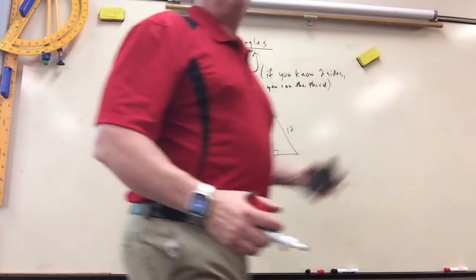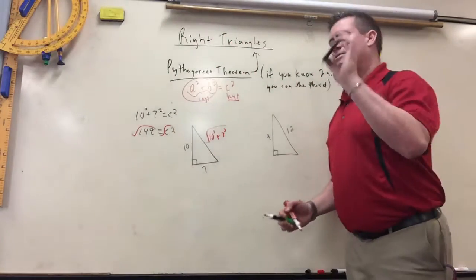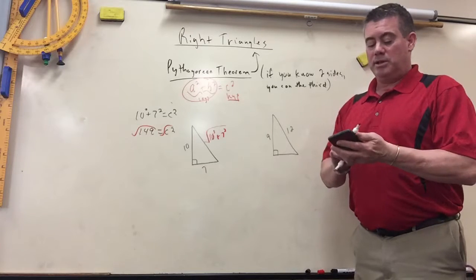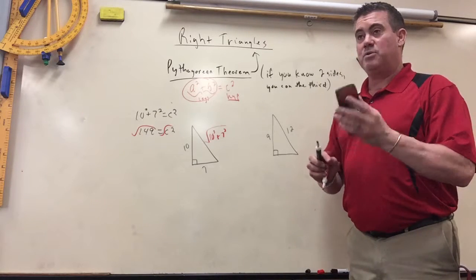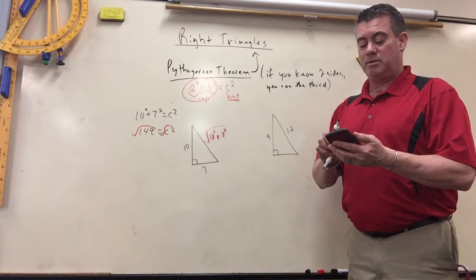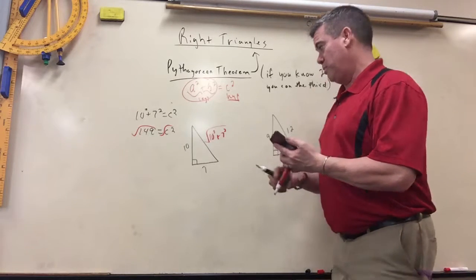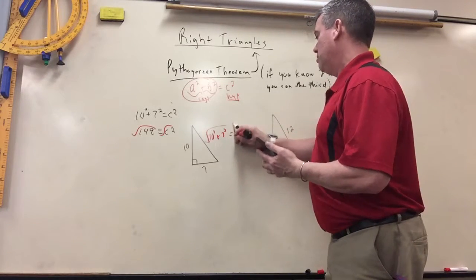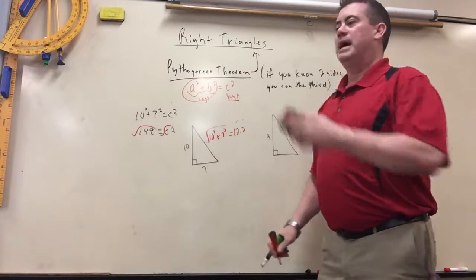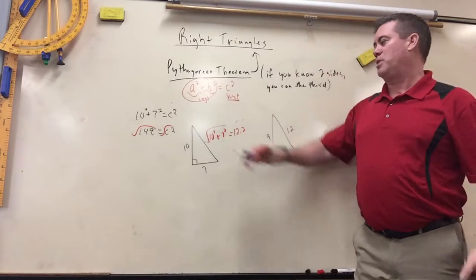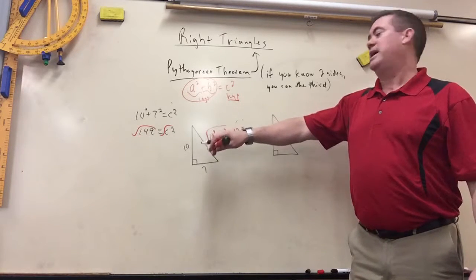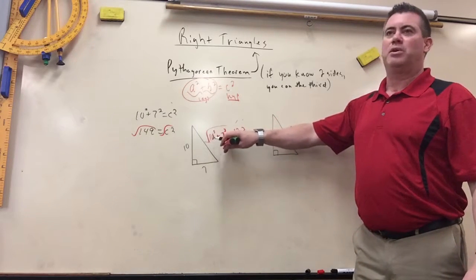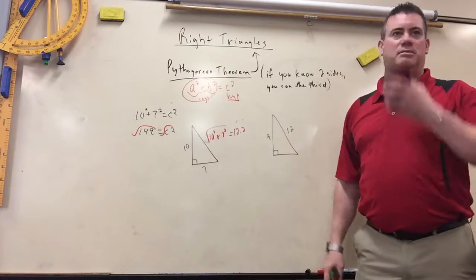Depending on which calculator you got, you'd go 10 squared plus 7 squared, press equals, and then square root, and we get 12.2. On those other calculators, you got to put the square root sign first. So you put the square root sign, and then it'd be 10 squared plus 7 squared, press equals, and you'd get the answer.